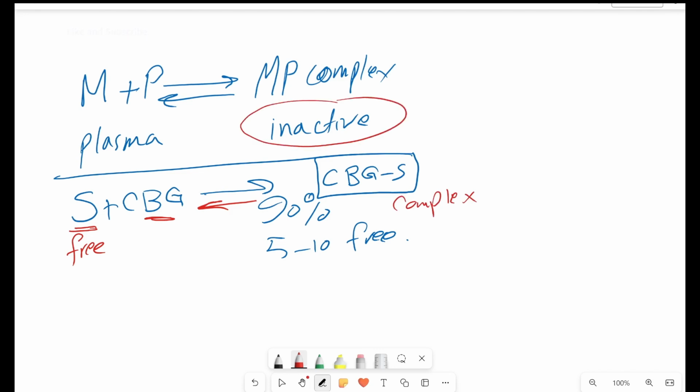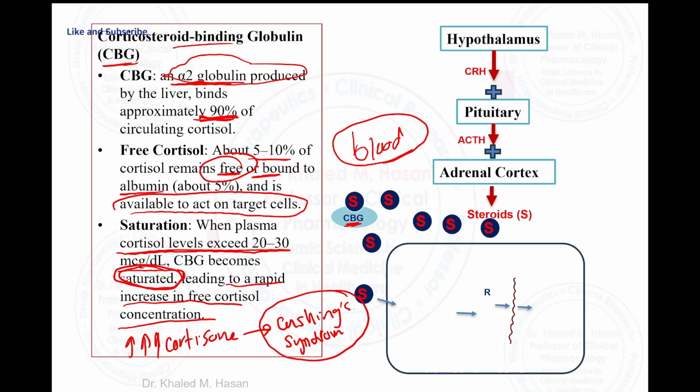What happened here? This is free in the plasma, and this is the globulin. So you can see here we have an inverse relationship. When the free concentration of steroid decreases in the plasma, they ask, can you release a little bit more steroid to the plasma? So we'll release more. For example, here we have 10% free and 90% binding. So we have this relationship here. Okay, back again to the next step.